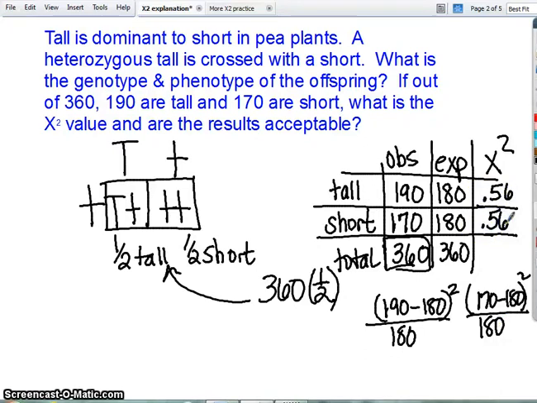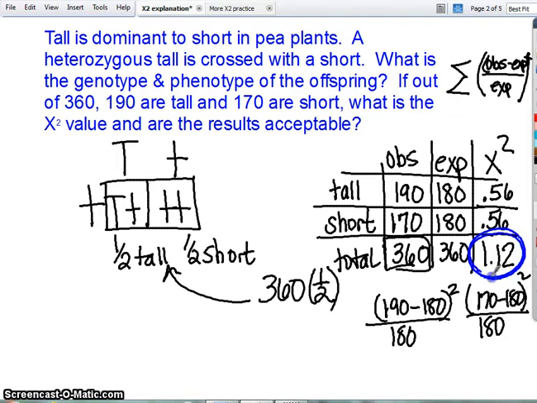Now remember, our full formula was that it's the sum of your observed minus expected squared over your expected. So that means that we're now going to add these together. So 0.56 plus 0.56 gives us 1.12. Okay, so now we have chi-squared. Our whole goal was to get this number. Our last step is we're going to go to the chi-squared table and see where this number falls.